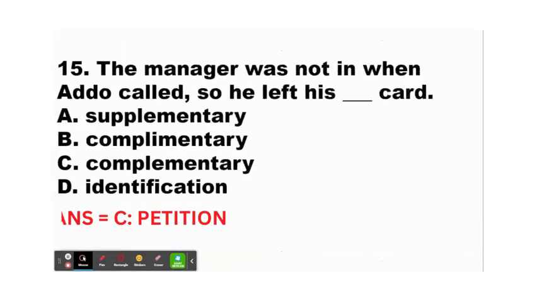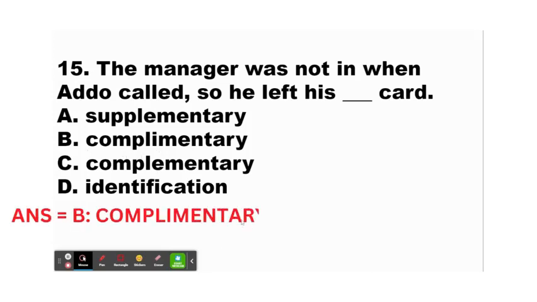Now, 15, the manager was not in when Ado called, so he left his dash card. A, supplementary, B, complimentary, C, complementary, D, identification. Now, you don't leave your identification card, you normally leave your complimentary card. And the appropriate complimentary is the one with ILI, not the one with LE. So B is the correct option, okay?